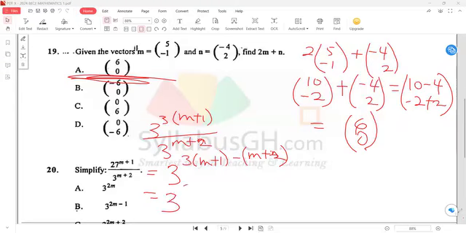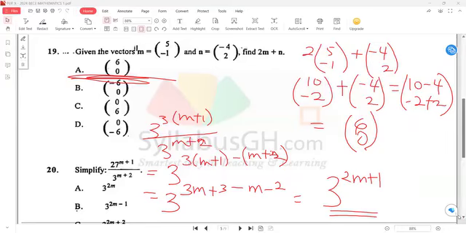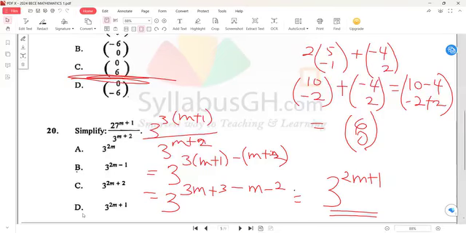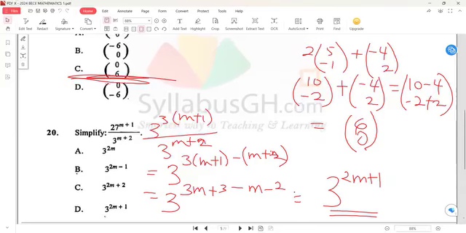So this is going to be 3 exponent 3m plus 3 minus m minus 2. And that's going to be 3 exponent: 3m minus m is 2m, and 3 minus 2 is plus 1. So our answer is 3 exponent 2m plus 1, which is going to be our option D. Option D is the answer.